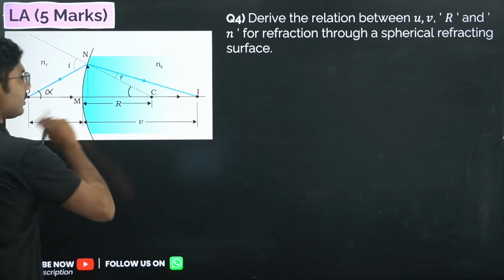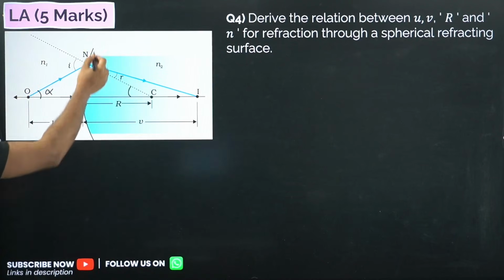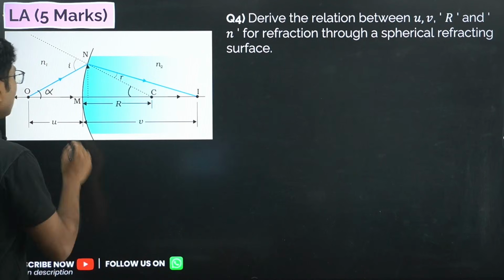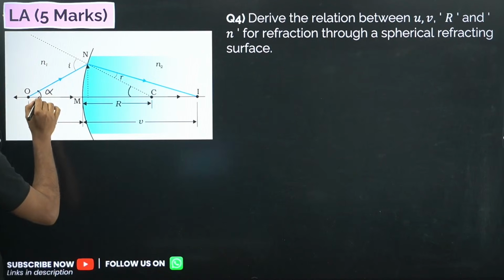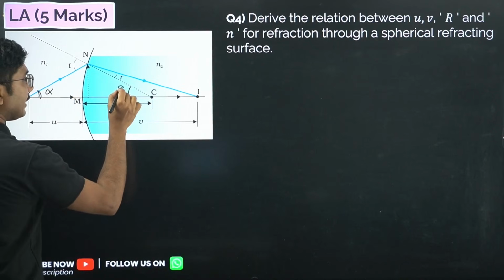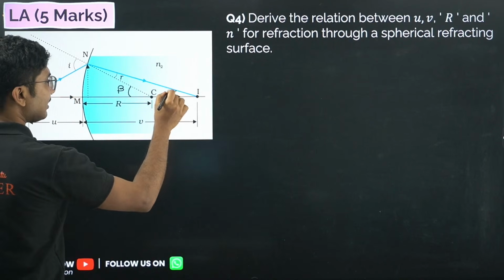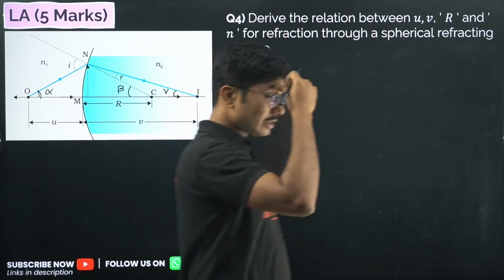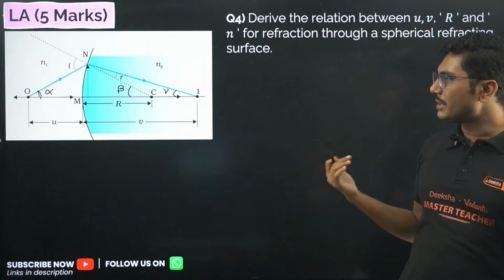First of all, you have to draw the ray diagram. There is a spherical refracting surface. A light ray is traveling from a medium of refractive index n1 and going into a medium of refractive index n2. Even though this is not the angle of incidence, you have to mark the angles alpha, beta and say this is gamma. Alpha, beta, gamma, these are the three angles. You can mark them A, B, C as well.